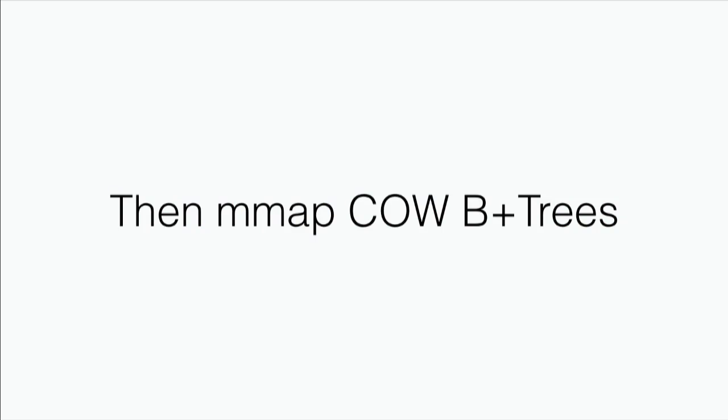So the next thing we looked at was memory mapped copy on write B+ trees. One thing we saw was that the write throughput on these wasn't good, or at least it was pretty good initially, but then as the database got bigger and bigger, the write throughput got worse. And even worse than that, the IOPS would just go insane. Like the IOPS were really, really bad.